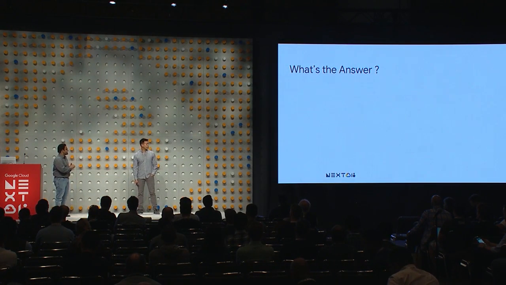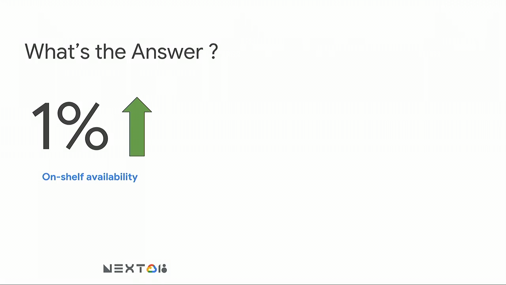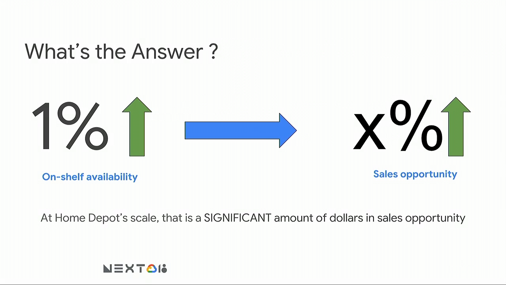So what we found from running this experiment was that a 1% increase of shelf availability equals a very highly correlated amount of sales opportunity that we can't tell you, but you just need to know that it's a really, really big number. So that's the important takeaway from this one.